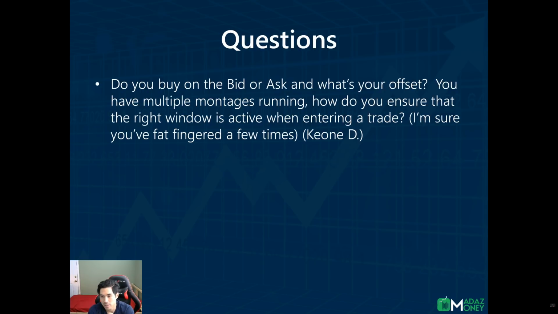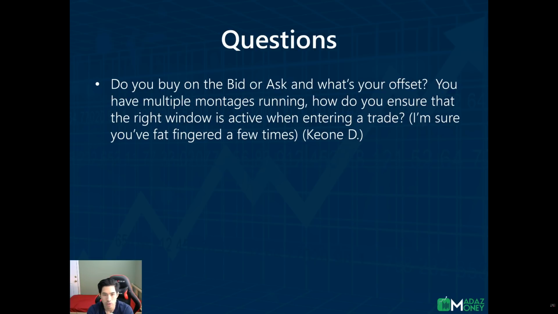Okay, so buy on the bid, offset. So the first part of your question, that depends. Sometimes a stock is so thick that you don't need an offset. Sometimes the stock has so much liquidity available on the bid or the offer, you don't need an offset. Sometimes the stock has no liquidity, then you're going to need an offset.